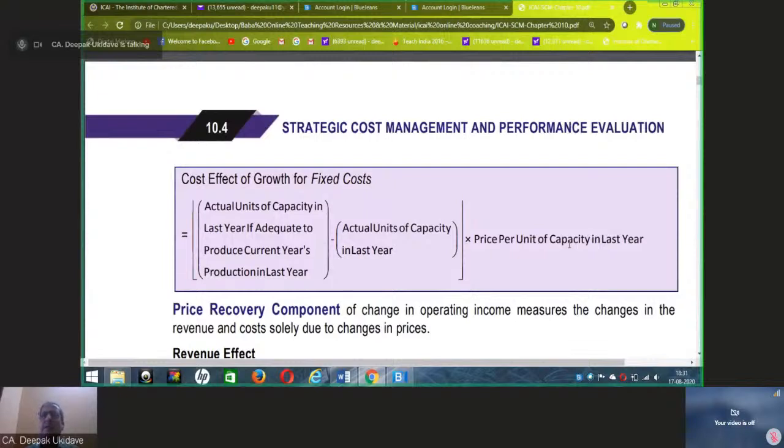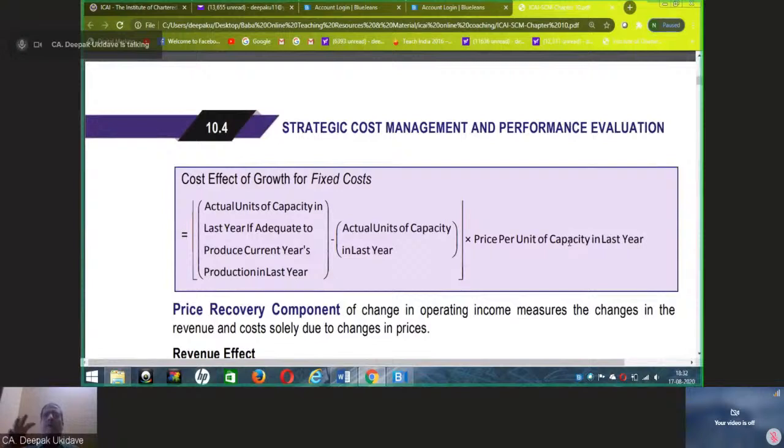Inside the bracket it is units, so outside the bracket it is price per unit of the capacity. So this is cost effect of growth for fixed cost. We measure fixed cost in terms of capacity utilization: budgeted capacity and actual capacity of last year, and what capacity should have been there based on current year's production equivalent to last year, something like this, right?